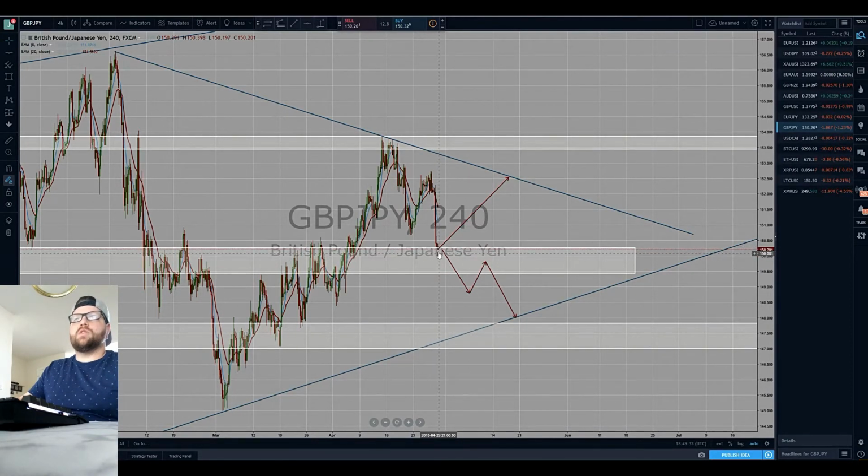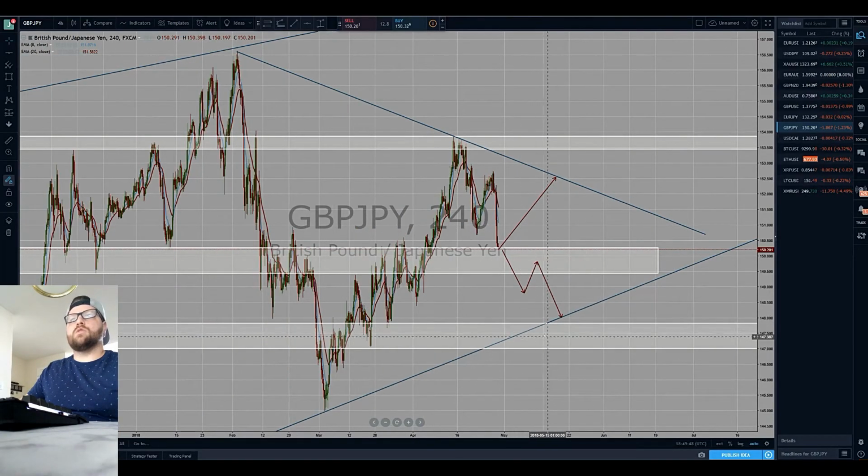We'd be looking for price to reject off of this and go up to this trend line possibly, or continue its bearish ways, break below, retest that zone, and then come back down to test the trend line down below where price is, that was drawn on the daily channel, if you will. So that's what I see for GJ this week.